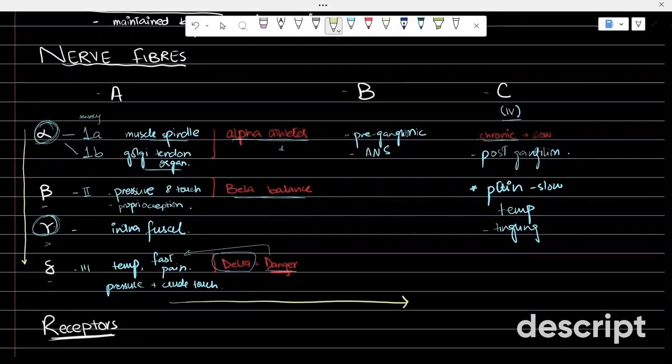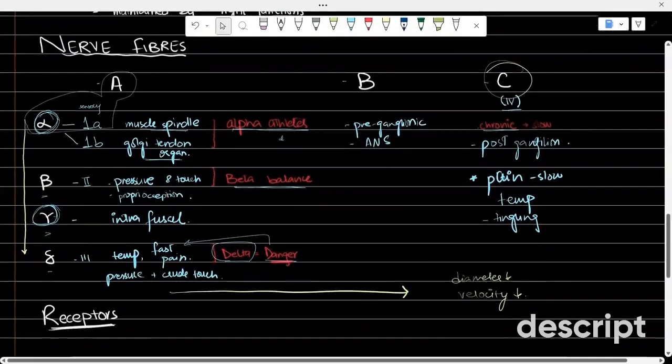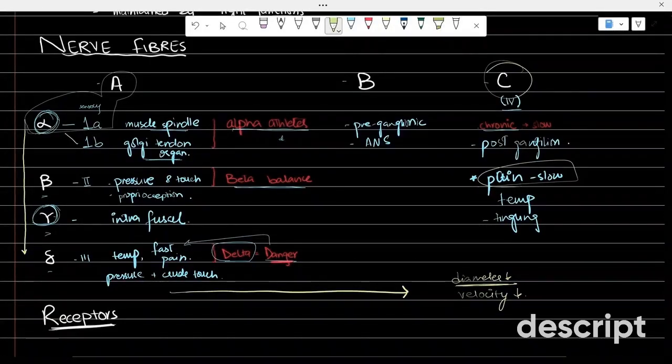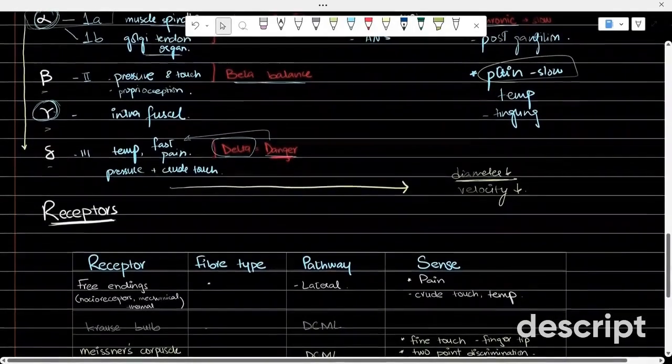See the green arrows over here? With the green arrow, the diameter will decrease and the velocity of conduction will also decrease. So the fastest fibers will be A alpha, Ia, and the slowest fibers will be C type. Again, they conduct slow pain, so you can remember it by that. And the diameter will be similar. Greater the diameter, greater the velocity.